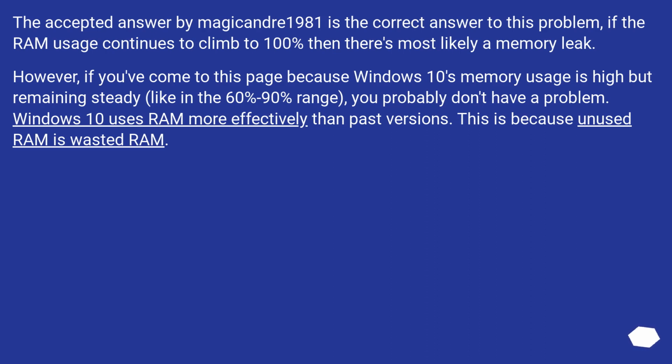The accepted answer by Mahikandre1981 is the correct answer to this problem. If the RAM usage continues to climb to 100%, then there's most likely a memory leak. However, if you've come to this page because Windows 10's memory usage is high but remaining steady, like in the 60% to 90% range, you probably don't have a problem. Windows 10 uses RAM more effectively than past versions. This is because unused RAM is wasted RAM.